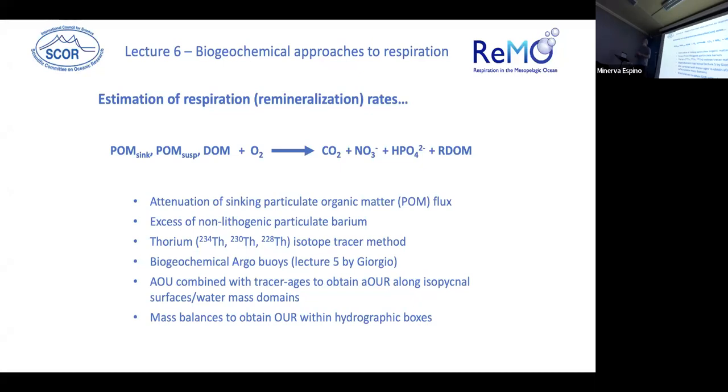Well, my start is very similar to the one by Giorgio. This is the key reaction that we are interested to study, to measure, to assess. You know, we have organic matter and oxygen, and organic matter can be suspended, can be sinking, or can be dissolved. And on the other side of the equation, we have dissolved organic carbon, nitrate, phosphate, and refractory organic matter. Normally, when everyone talks about these things, they always forget refractory dissolved organic matter. As I am a Vigo guy, I'm going to talk a little bit about refractory organic matter.